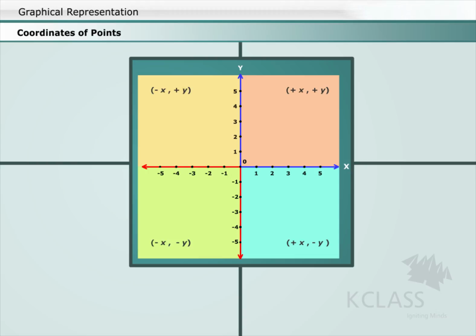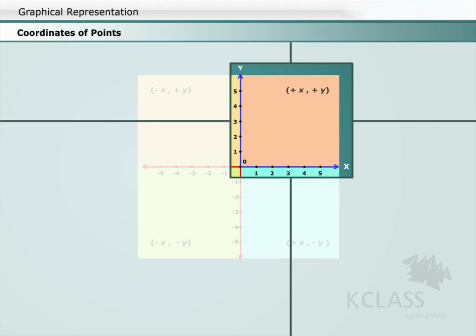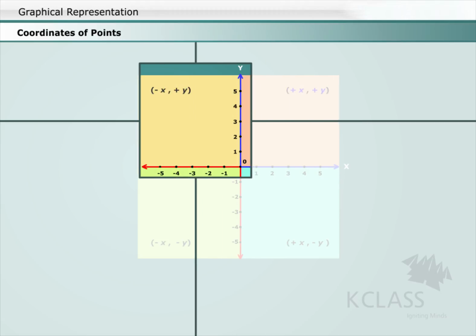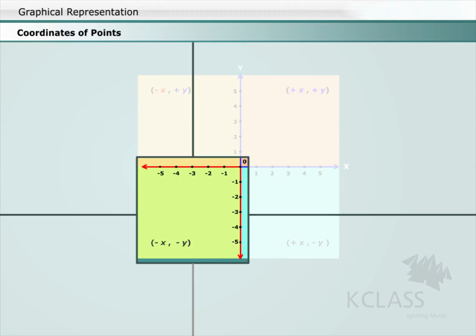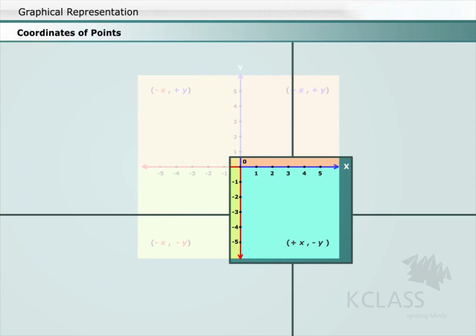Let's look at the 4 quadrants again. In the first quadrant, the values of x and y are positive. In the second quadrant, the values of x are negative and of y are positive. In the third quadrant, the values of x and y are negative. In the fourth quadrant, the values of x are positive and the values of y are negative.